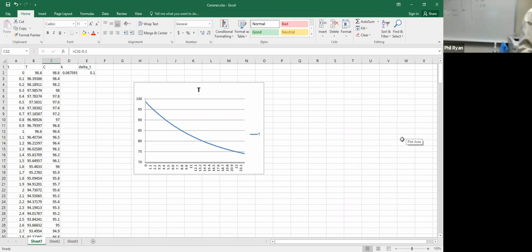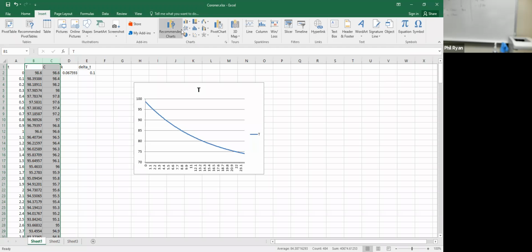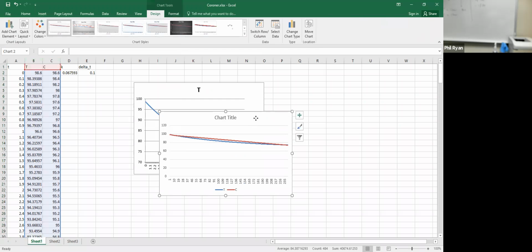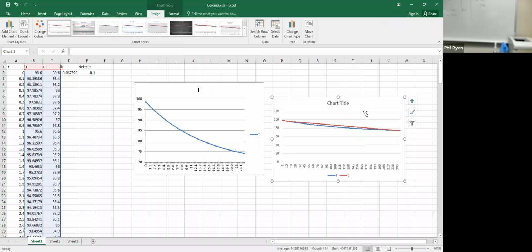Okay. So let's graph those. So I'm going to highlight both columns, and then I'm going to go to Insert, and over here, so you see this thing over here? That's where the line is. So we just click that, and we're just going to do this. Okay. And so there we go. That's graphed both of them.